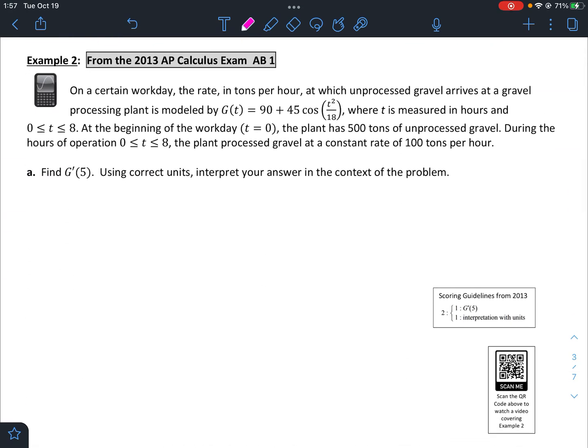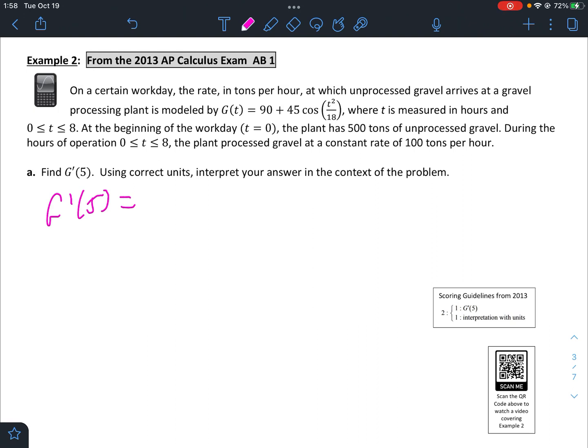So let's take a look at another one from 2013. On a workday, the rate G of t in tons per hour at which unprocessed gravel arrives at the gravel processing plant is modeled by G of t, where t is measured in hours from 0 to 8. At the beginning of the workday, the plant has 500 tons of unprocessed gravel, and during hours of operation, the plant processes gravel at a constant rate of 100 tons per hour. There's a lot more to this question on the AP test from 2013, but we're just going to look at part A. And part A says, what's G prime of 5? All right, so G prime of 5.